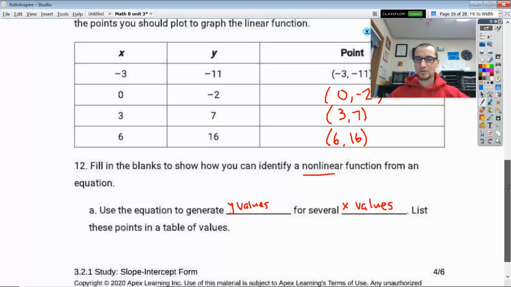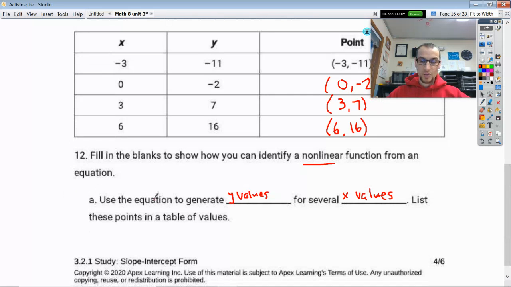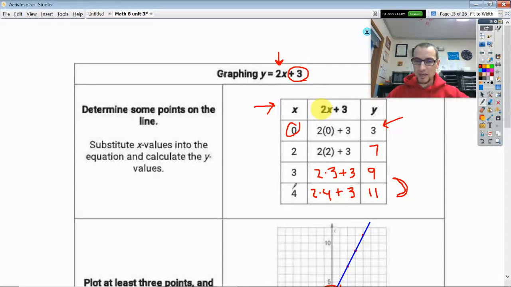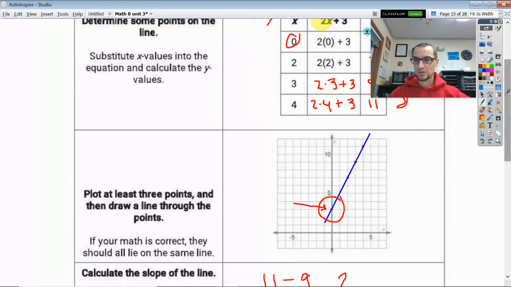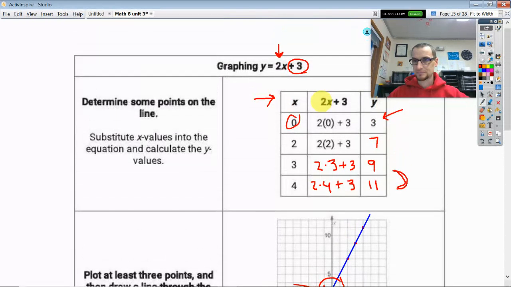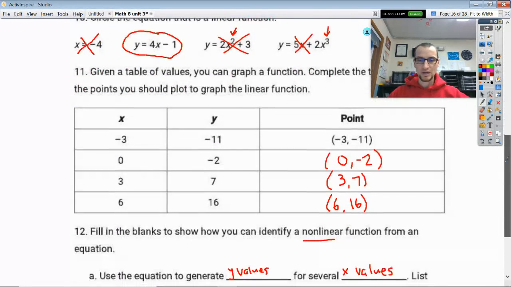So this might seem a little strange, but use the equation to generate y values for several x values and then list them as a point. So pick any number you want for x, substitute that number into the equation, and then you get a y value. So what does that look like here again? Pick any number you want for x, substitute it into the original function, the original equation, and then you generate a value for y. Then you can graph those ordered pairs and you get what you're looking for. You get your line. Okay, so I hope that made sense for you there, looking for that.